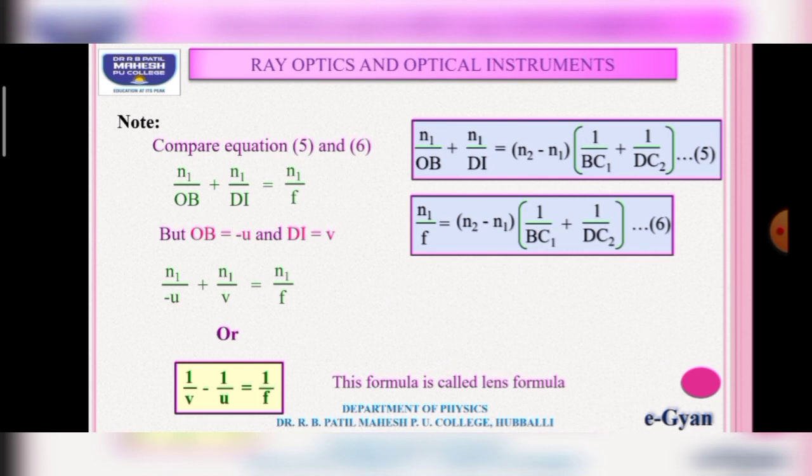You should not get confused with Lens formula and mirror formula. Mirror formula is 1 by f is equal to 1 by u plus 1 by v. Lens formula is 1 by f is equal to 1 by v minus 1 by u.